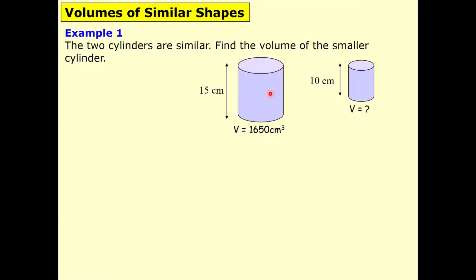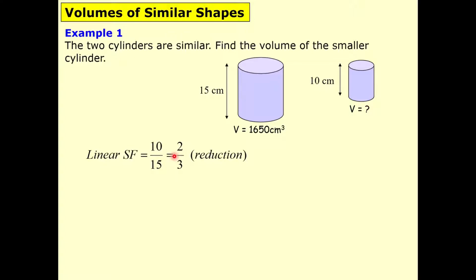Similar to when we were calculating the similar area questions, we are first going to calculate the linear scale factor. So this smaller cylinder is our new shape, so new over old, 10 divided by 15. And we can simplify that by dividing top and bottom by 5 to get 2 over 3. So that's our linear scale factor.